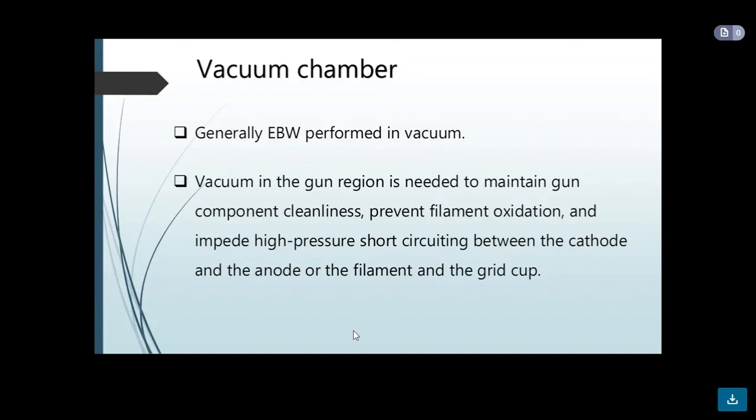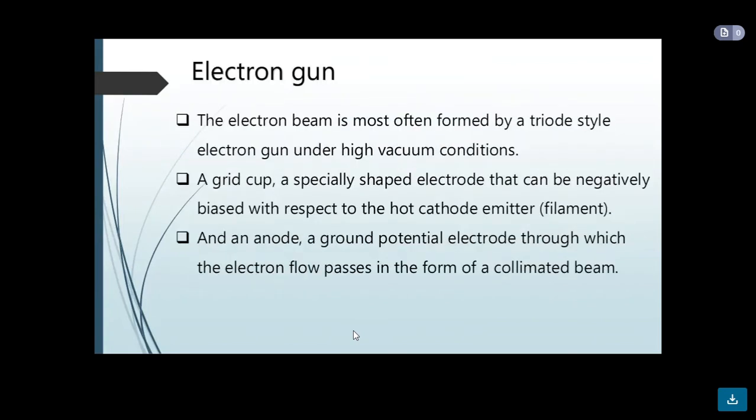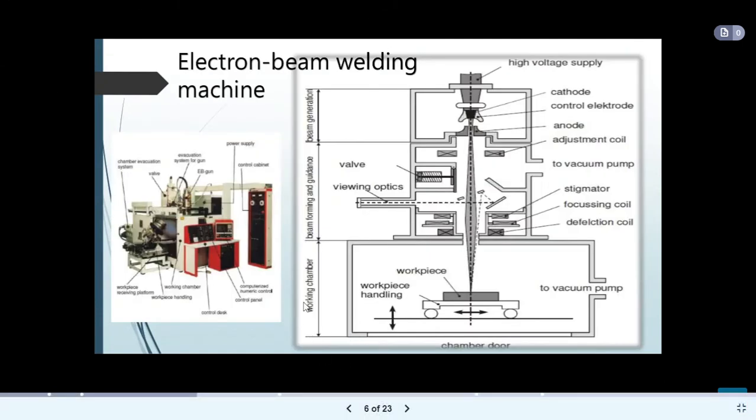The next one is the vacuum chamber. As we discussed, the overall procedure of electron beam welding will be conducted in a vacuum chamber. The vacuum in the gun region is needed to maintain the gun component cleanliness. In this image we discussed there are three regions. The first one is the beam generation, the second one is beam forming and guidance, and the third one is the working chamber.